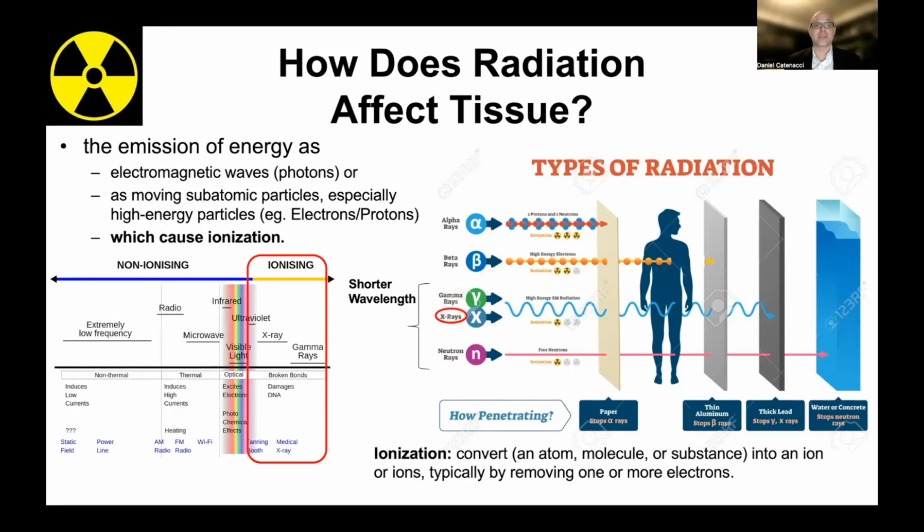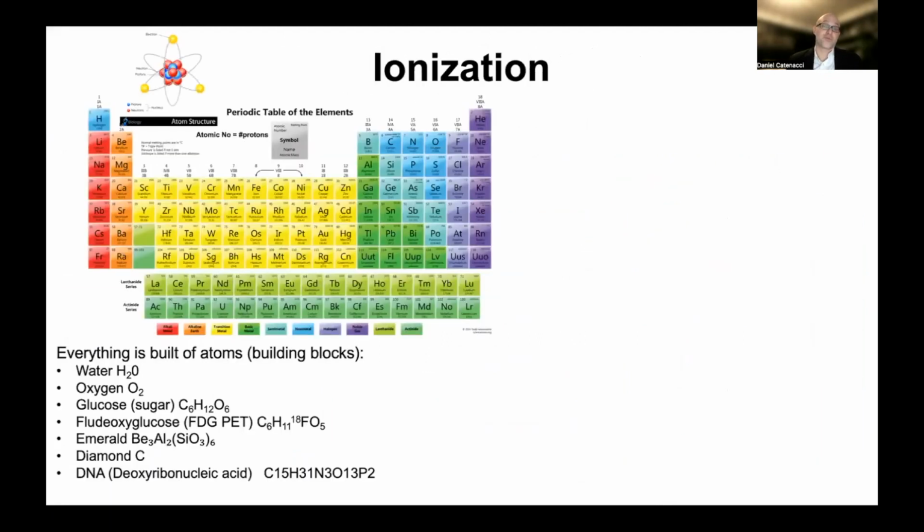So what is ionization? Ionization is the conversion of an atom, molecule or substance into an ion, which really means removing one or more of its electrons. I'll show you an image of that to help you understand. The definition of an ion is an atom that has an uneven number of electrons and protons, so it has a charge. This gets back to chemistry 101, where we look at the periodic table of elements, all the elements which are the building blocks of all things.